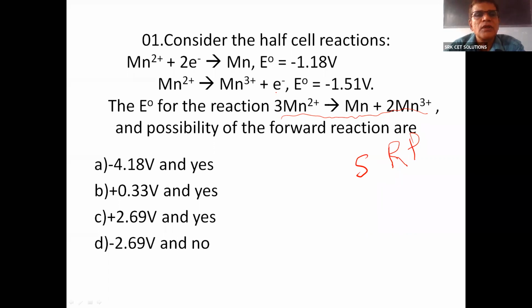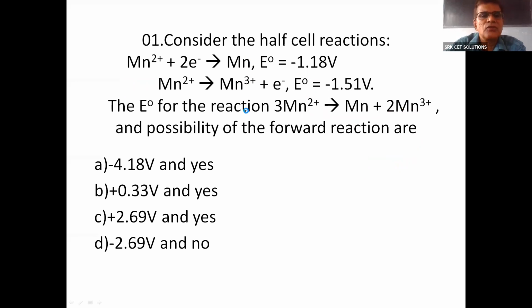Looking at this algebra, what can we do here? If we multiply this by 2, this is the second equation multiplied by 2. But be careful, the E value will not depend upon balancing the equation. E is an intensive property that will not depend on the number of moles. So keep the value as it is. Second equation into 2, first equation, add the two and you get the final answer.